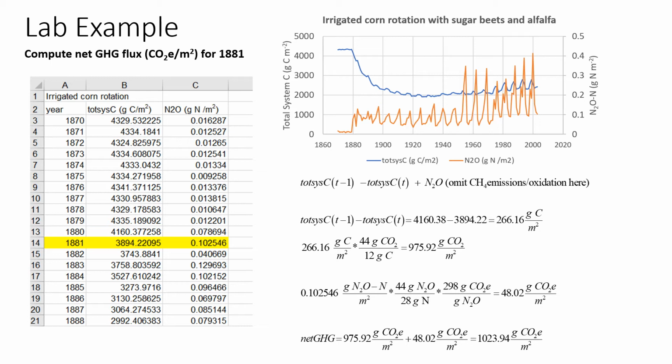And again, these units are DayCent units. So total ecosystem carbon is grams of carbon per meter squared. And N2O is represented as grams of nitrogen per meter squared. So we have some conversions to do. And let's look at the graph first before we do any more computation.